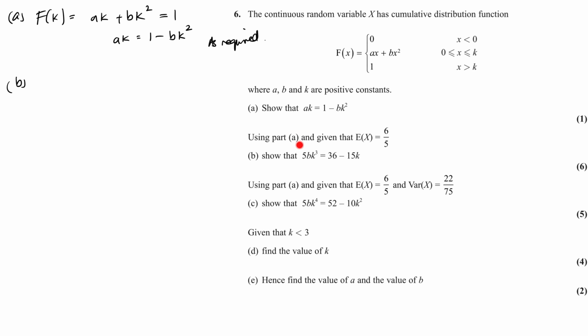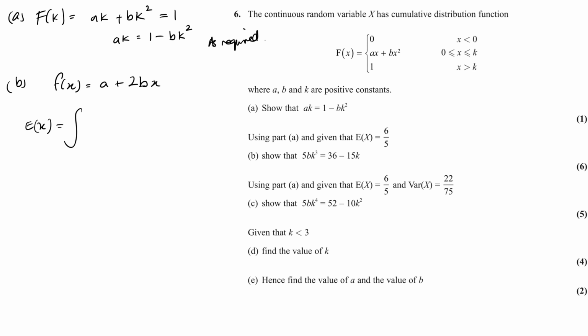Okay, so using part B and given that E of x equals this, show this. Now, E of x is where we need f of x, don't we? And then we multiply it by x and integrate it. So f of x would be, if I differentiated this, a plus 2bx, differentiating that.